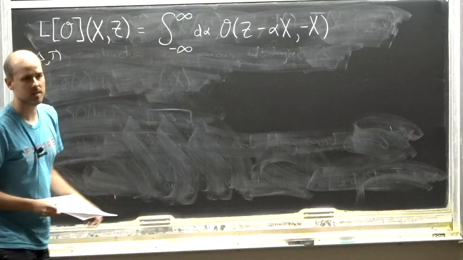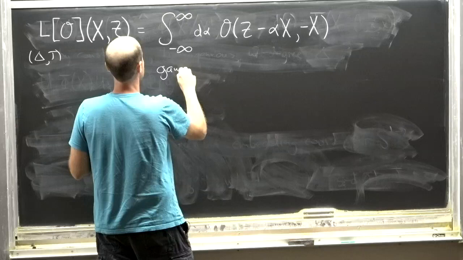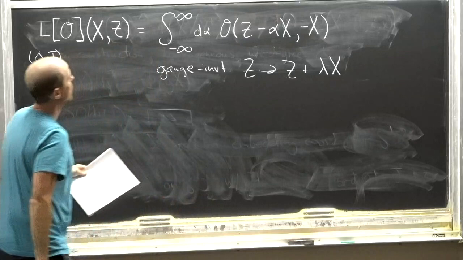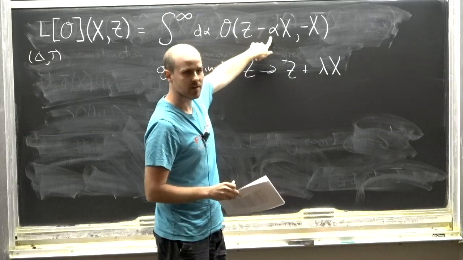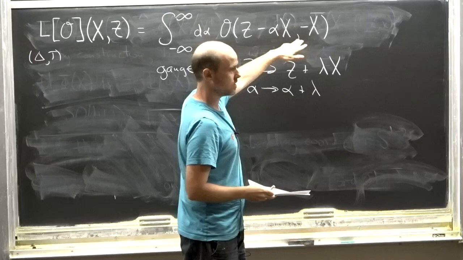But another thing we should check to make sure that this makes sense is this gauge redundancy. So we want to check that it's gauge invariant under shifting Z to Z plus some number times X. And indeed, it is, but in a slightly non-trivial way. What happens is if you shift Z by lambda X, then you have to redefine alpha in the integral by shifting alpha appropriately. And then you get back to the same thing. So this combination is actually gauge invariant.